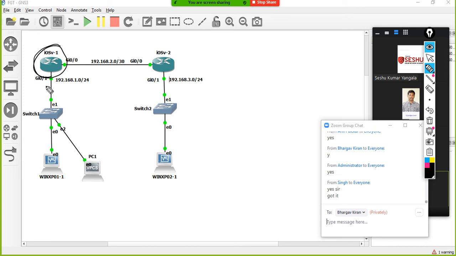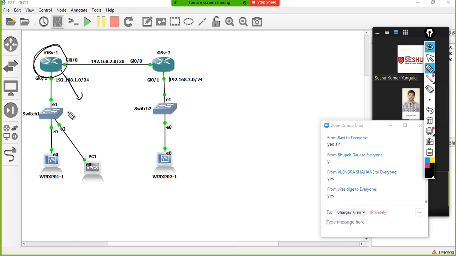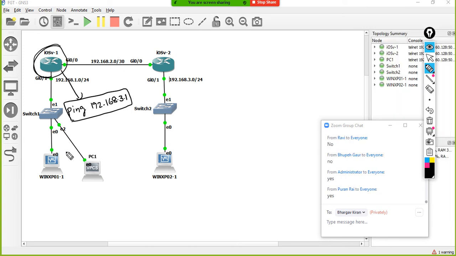Can I ask you one more question, guys? Are you ready? Let's go. Let's say I am in router 1 and I am trying inside the router. I said ping 192.168.3.1. Can I be able to ping or not?